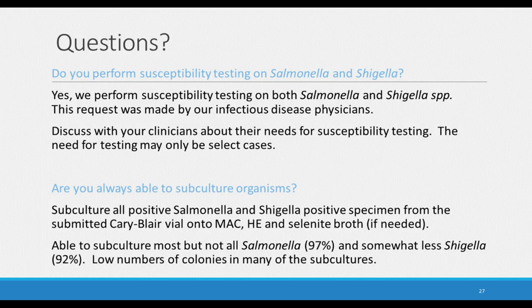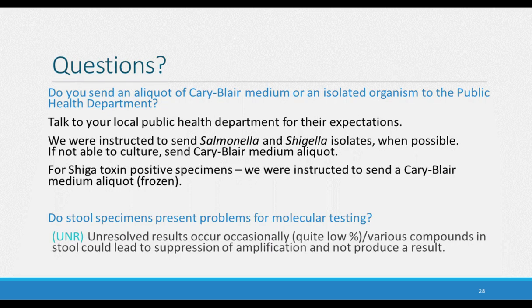Next question, are you always able to subculture organisms? Well, we subculture all our positive Salmonellas and Shigellas from the submitted Cary-Blair vial onto MacConkey, HE, and selenite broth if needed. And no, we're not able to subculture 100%, but we do subculture most, if not all, the Salmonellas. We're currently averaging around 97%, and somewhat less of the Shigella. Sometimes your subcultures will have low numbers of colonies, so you need to really be on guard to look for low numbers of colonies from your Cary-Blair.